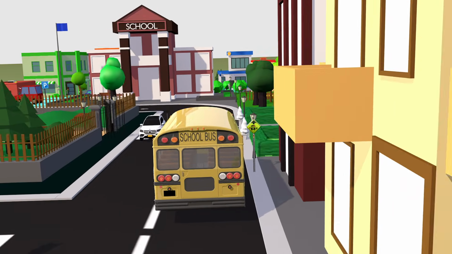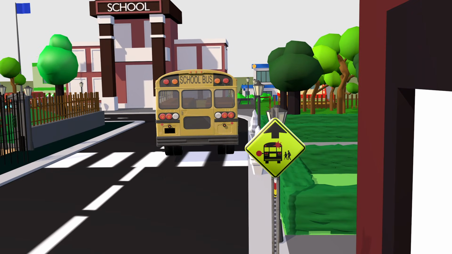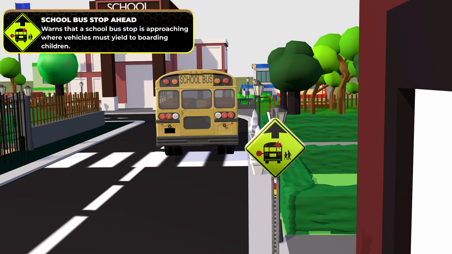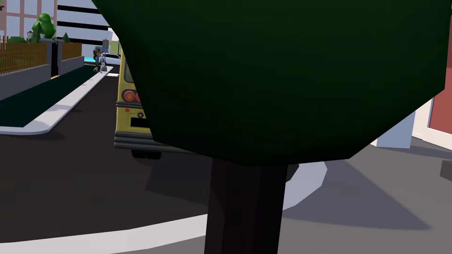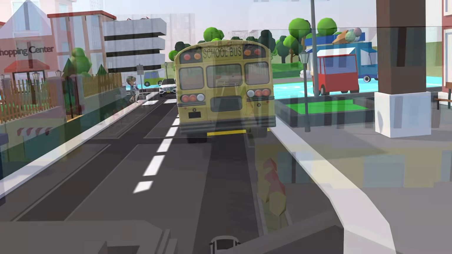This is the school bus stop ahead sign, and it warns drivers that they are approaching a location where school buses stop to pick up or drop off children. Vehicles must be ready to stop and yield when the bus extends its stop sign or flashes red lights.